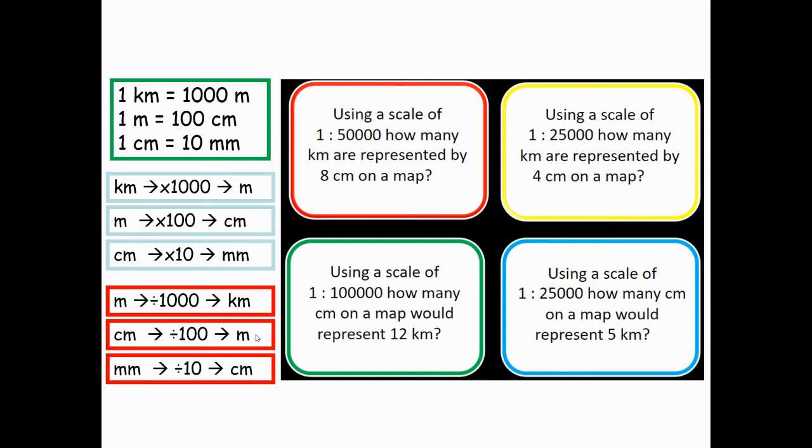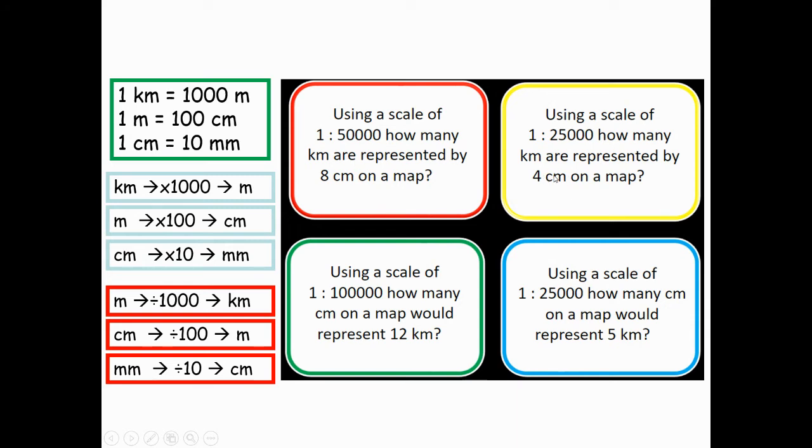Kilometers is represented by 8 centimeters on the map. The answer is 4. Okay, so we'll look at the yellow problem next. So we've got a scale of 1 to 25,000. How many kilometers are represented by 4 centimeters on the map? So again, let's use the map scale to figure out how big this is in real life.